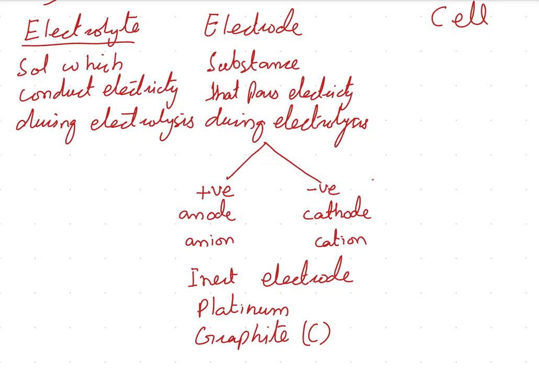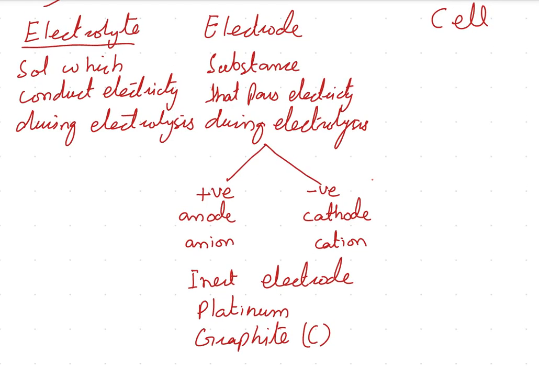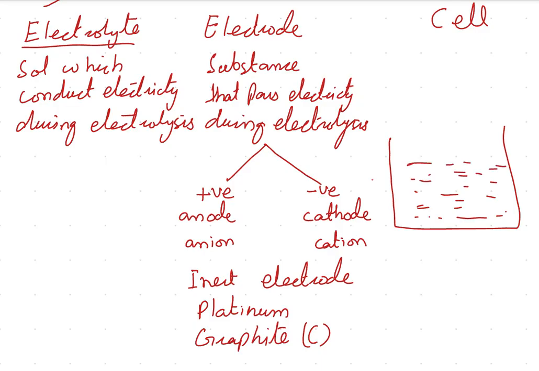Now I'm going to explain the third part of electrolysis, and that is known as the cell. So I am going to draw the diagram of the cell here. The cell basically consists of the electrolytic solution. It is present in a beaker or anything, and the two electrodes are connected to this, or dipped in this electrolytic solution. These two electrodes are connected with the battery, the negative terminal of the battery and the positive terminal of the battery.